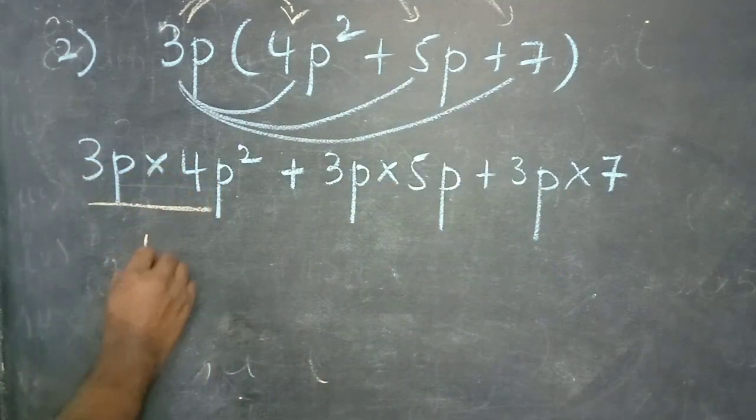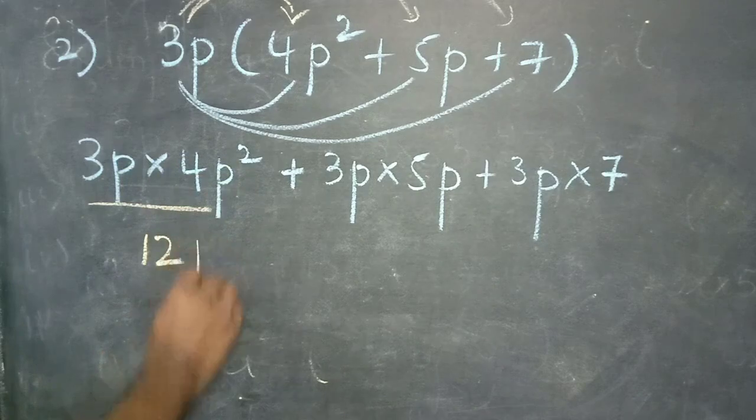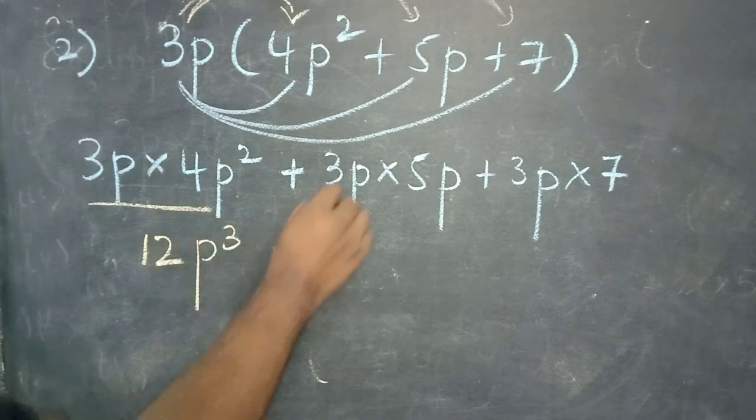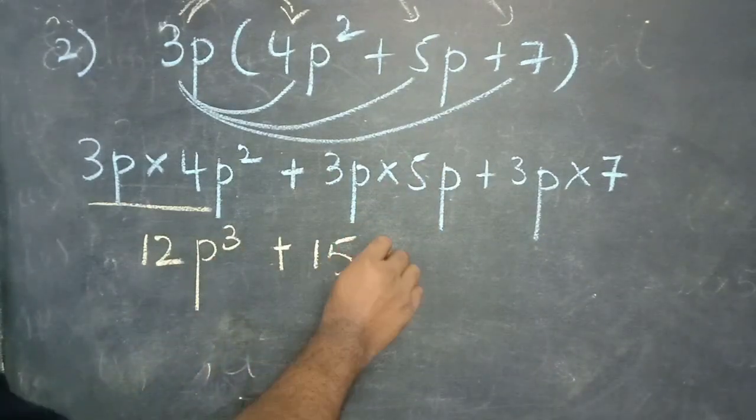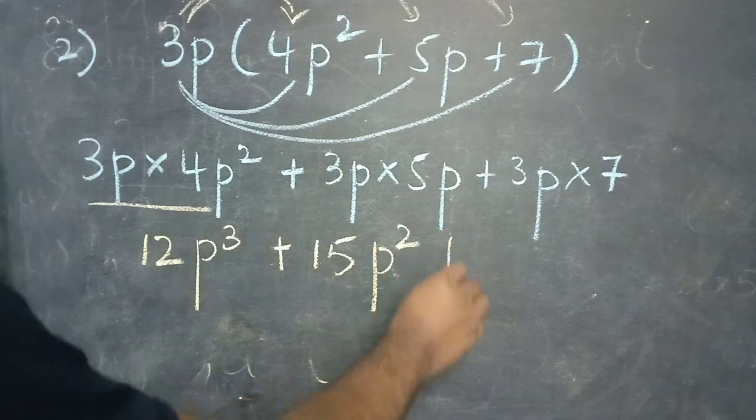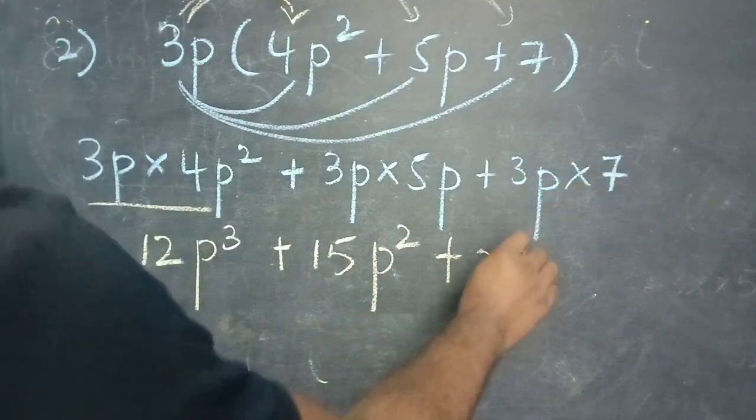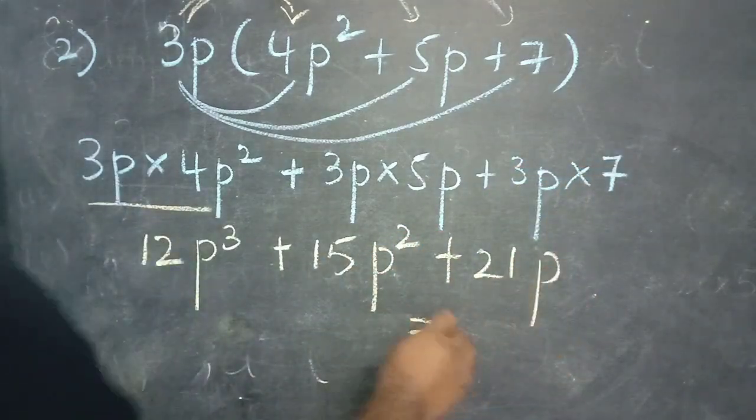3 4s are 12. P into p square is p cubed. Then 3 5s are 15. P into p is p square, plus 3 7s are 21. Then p as it is.